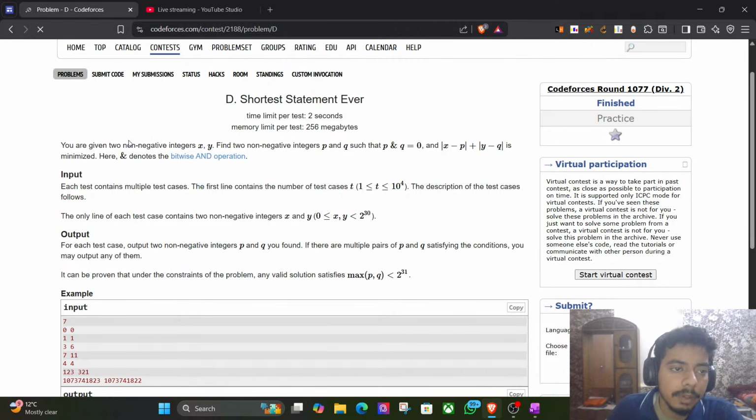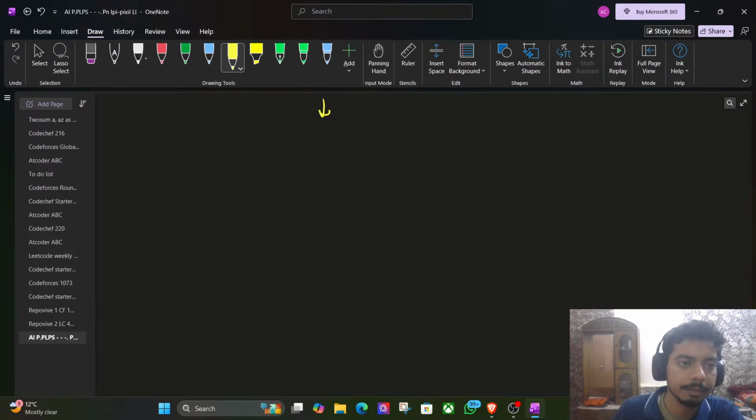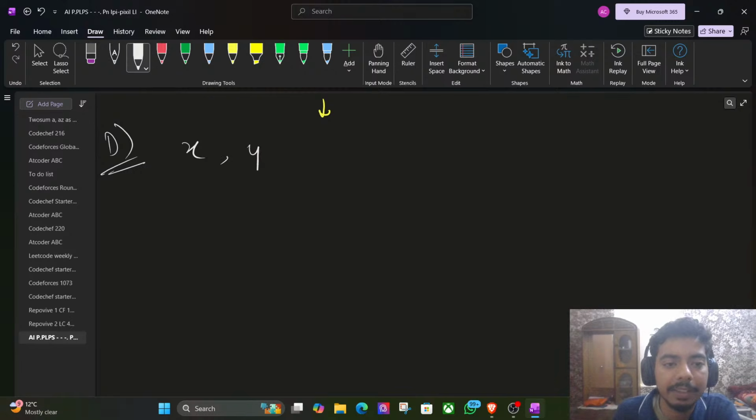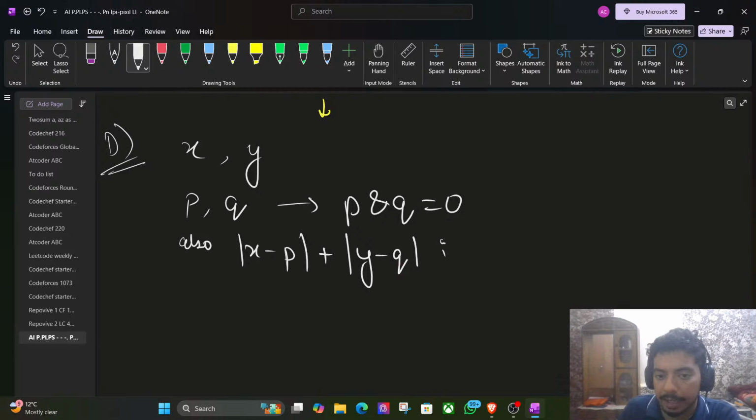Okay, so now in this problem, you are given two non-negative integers x and y. Find two non-negative integers p and q such that p AND q is 0 and |x - p| + |y - q| is minimized. Here AND denotes the bitwise AND operator. Okay, so very small statement. So in this problem D, you are given two values x and y. You need to find two values p and q such that p AND q is 0, and also the absolute difference of x minus p plus the absolute difference of y minus q is as minimum as possible.